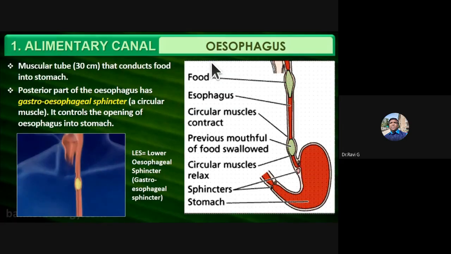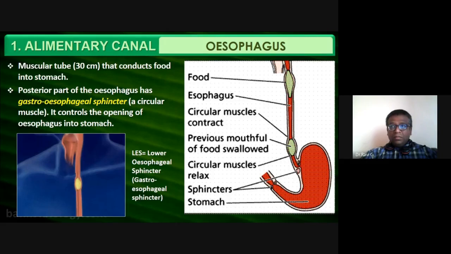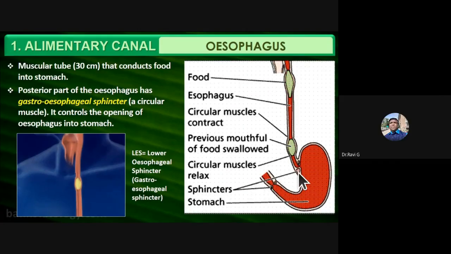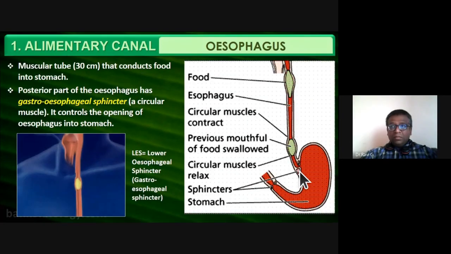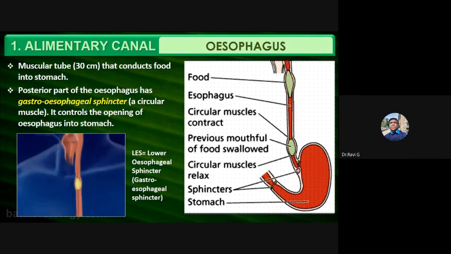The posterior part of the esophagus has a sphincter. This sphincter present at the posterior part of the esophagus, we call it the gastroesophageal sphincter. It is made up of circular muscle. So what does the sphincter do? It controls the opening of the esophagus into the stomach.